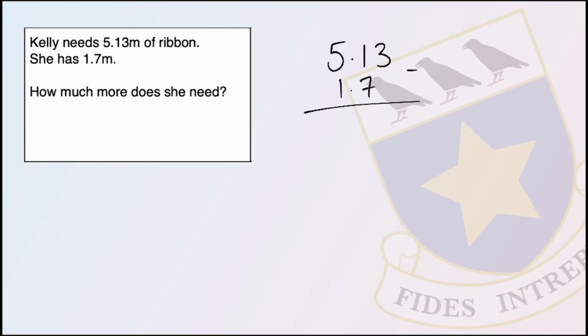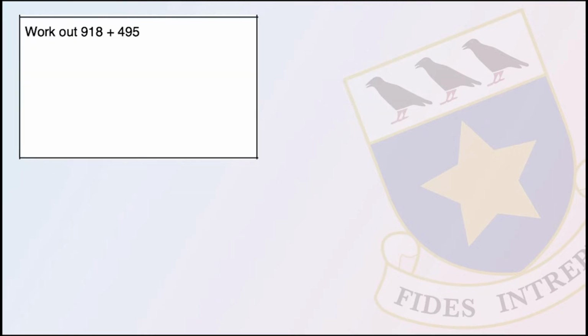So I'm going to start here by carrying the 3 over. I'm going to borrow 1 from there and move it over here. So 11 subtract 7 is going to be 4. And then we've got 4 minus 1, which is 3. So 3.43 metres is how much more she needs.